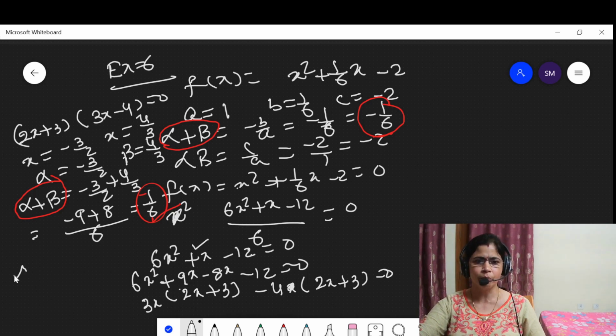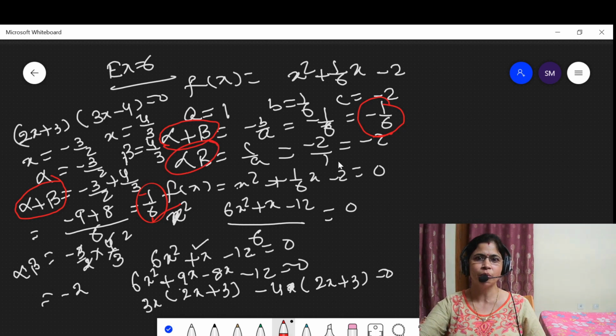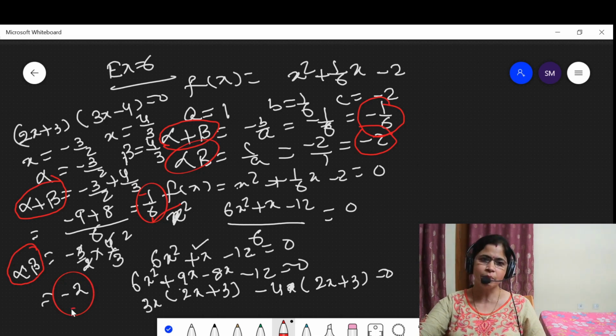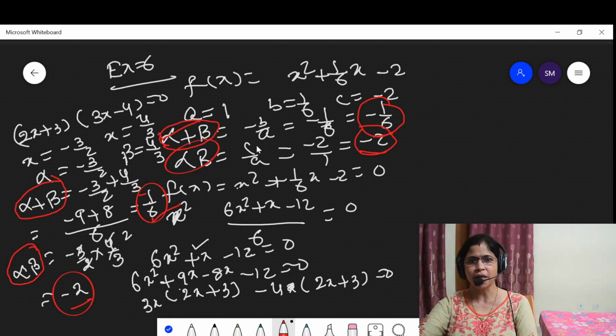Now let us find the relationship for alpha into beta. Here alpha into beta is minus 3 by 2 into 4 by 3, where 3 cancels and 2 cancels, which is equal to minus 2. Now look here. Here also you get alpha into beta is minus 2. By finding the value of alpha and beta and putting them in, we get alpha into beta is minus 2. Hence we verified these two formulas: alpha plus beta is minus b by a and alpha into beta is c by a.